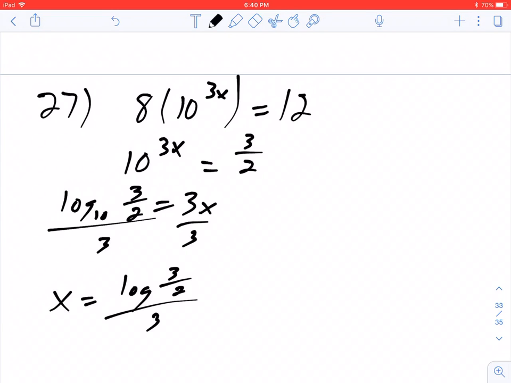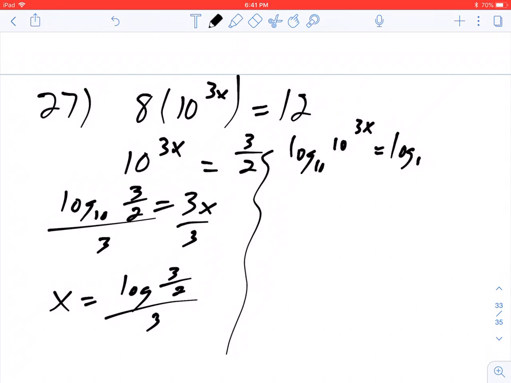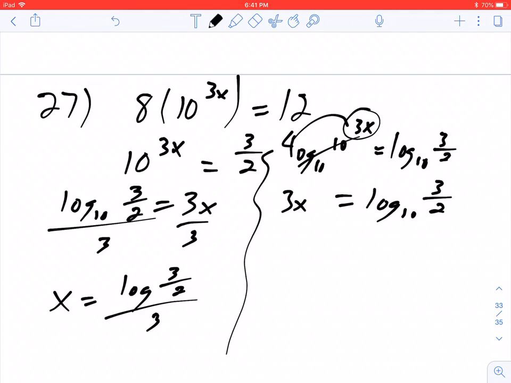On the other side of that, you can just do log base 10 of both sides. So we have log base 10 of 10 to the 3x equals log base 10 of 3 over 2. And you can see the power property allows me to bring that 3x down. The log base 10 of 10 cancels, so you're left with that. And then we're going to divide both sides by 3, and you're just left with x equals log of 3 over 2, all divided by 3. So you get the same thing regardless of which way you want to do it.